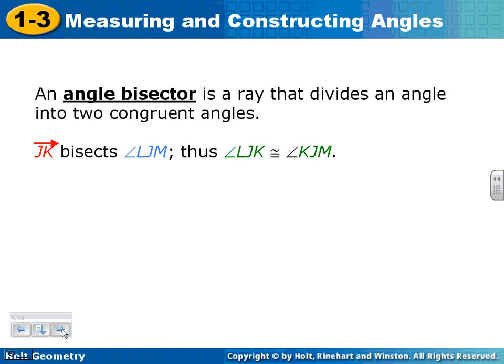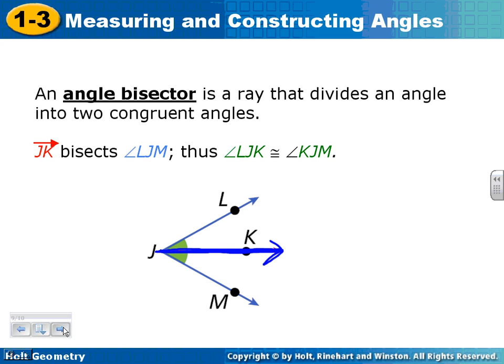Angle bisector. Bisect means to cut in half. So we're cutting the angle exactly in half. An angle bisector is a ray that divides an angle into two congruent angles. It splits it exactly in half. This JK, this ray right here, I'll highlight it in blue, is my angle bisector. And it splits this half from this half. So they are congruent, they are equal.